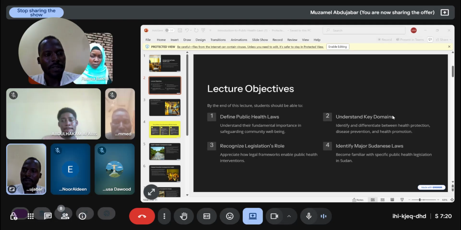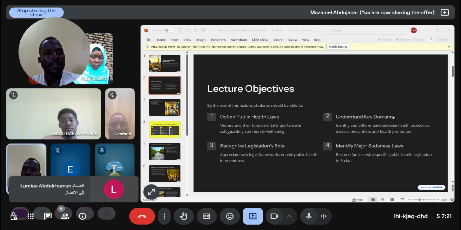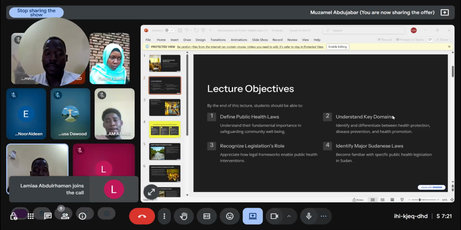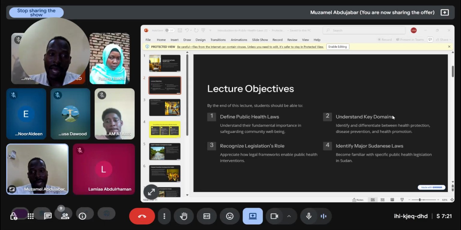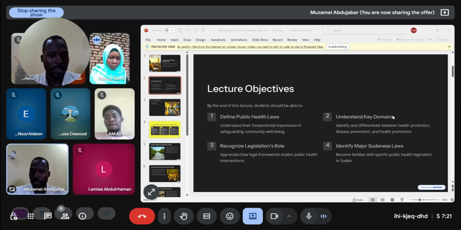The third objective of this lecture is to recognize the role of legislation, to know what legislation means and what exactly its role is. Moreover, you can identify the major Sudanese laws. As you know, in public health law there are many laws. One of them is the Food Act 1973. Additionally, there is the Environmental Act 2003, the Public Health Law, and also the Environmental Law 2009. This is the main law we are going to focus on during our lectures.